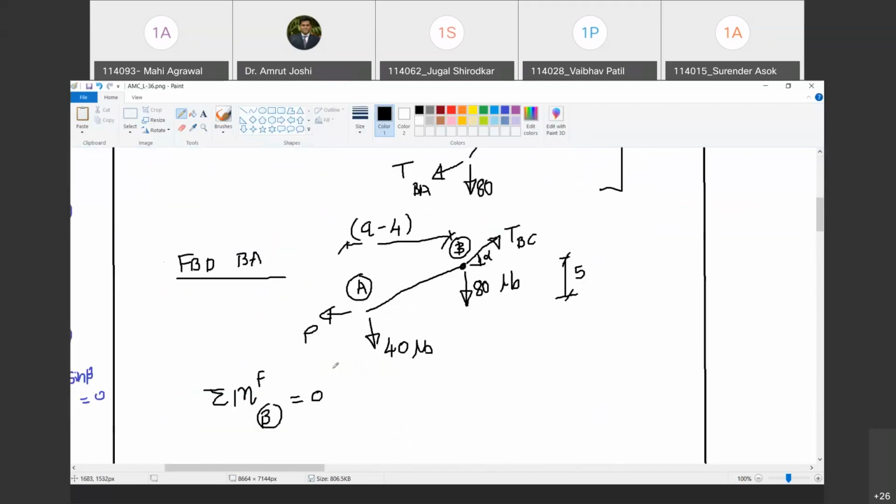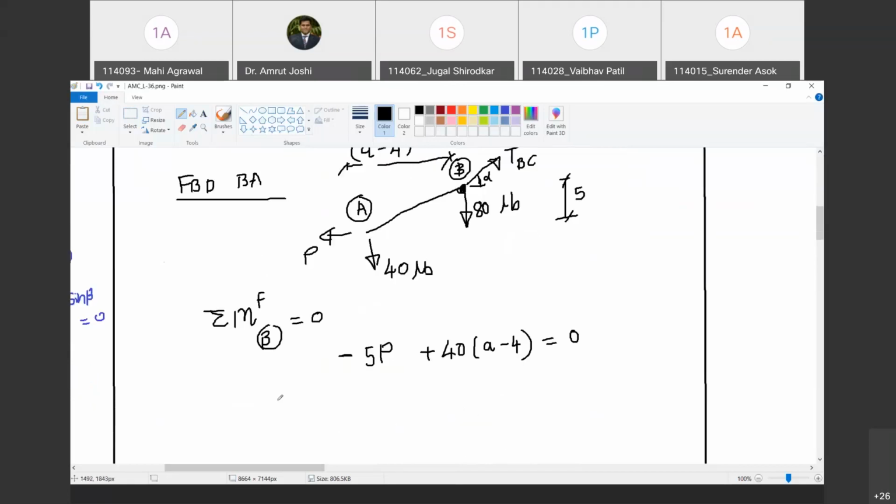Now, what is the moment of all the forces about B? P multiplied by 5, and it produces anti-clockwise moment, therefore minus. Then 40 multiplied by A minus 4, but it produces plus anti-clockwise moment about point B. So I am going to write it as 40 into A minus 4. And whose moment will come? No. The other two forces have their lines of action passing through B, so there is no moment. This has to be equal to 0. Do you agree with me?